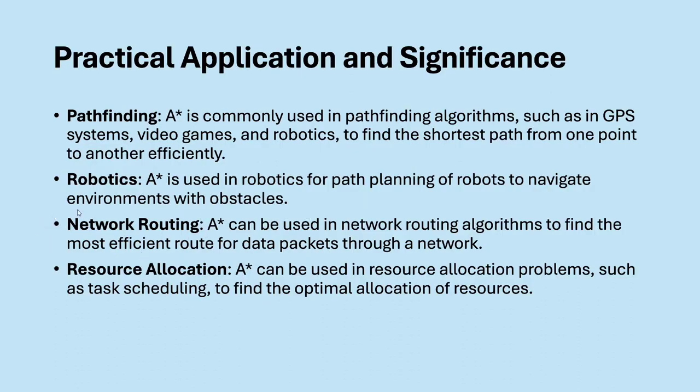Network routing: A star can be used in network routing algorithms to find the most efficient route for data packets through a network. Resource allocation: A star search can be used in resource allocation problems such as task scheduling to find the optimal allocation of resources.